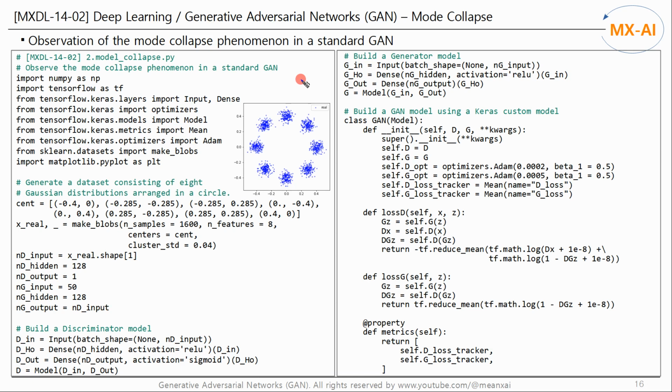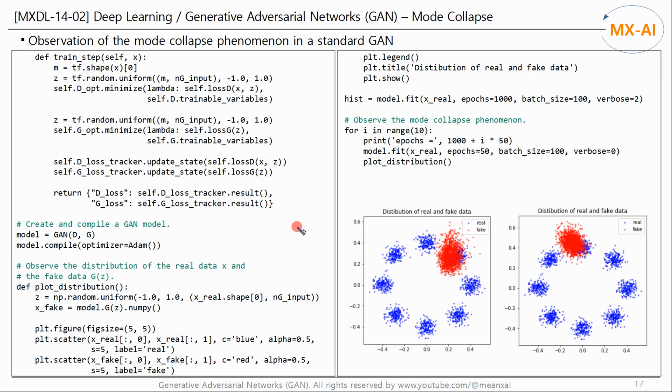Now let's observe the mode collapse and mode hopping. We will generate a dataset consisting of 8 Gaussian distributions arranged in a circle like this. And we implement a standard GAN model in the same way as the previous code. Let's train this model and check the distribution of real and fake data. The results are as follows. You can see that the mode collapse and mode hopping occur as follows.